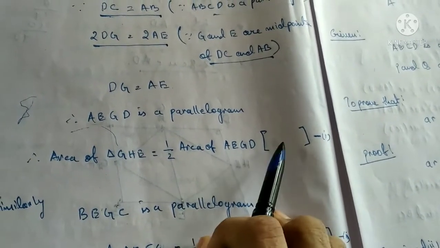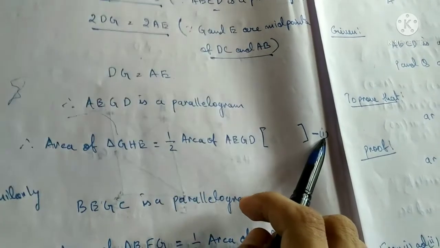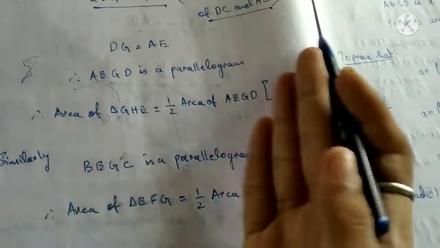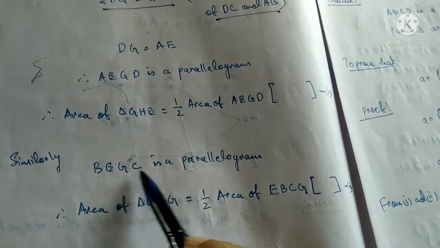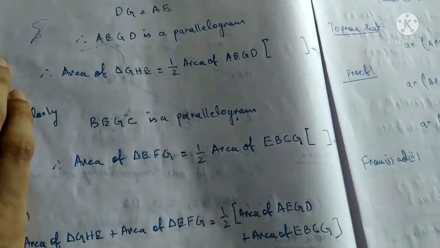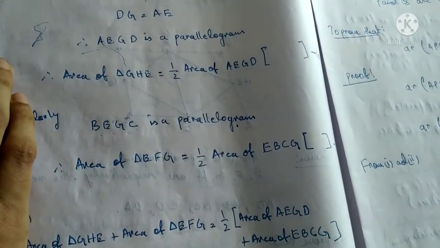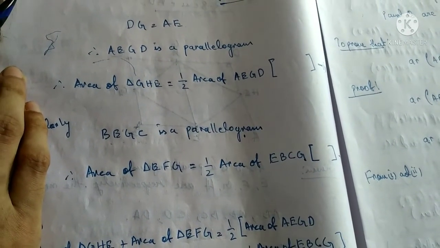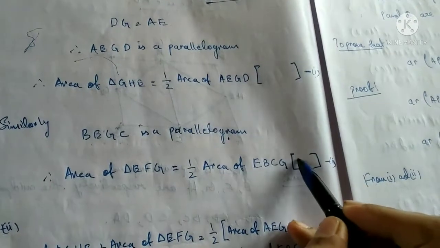This one you will have to write in here, and this will be equation number 1. Similarly, I can say that this time I will take the next part. BEGC is a parallelogram. Therefore, area of triangle EFG is equal to half area of EBCG. In here also you will have to write the same thing.